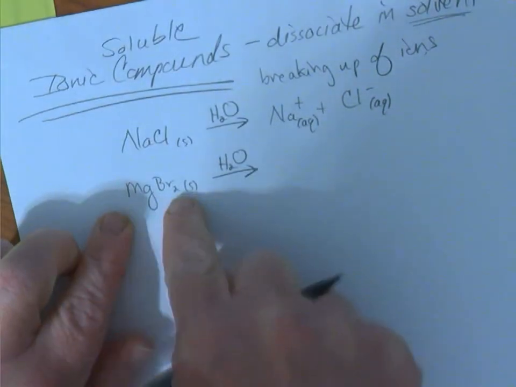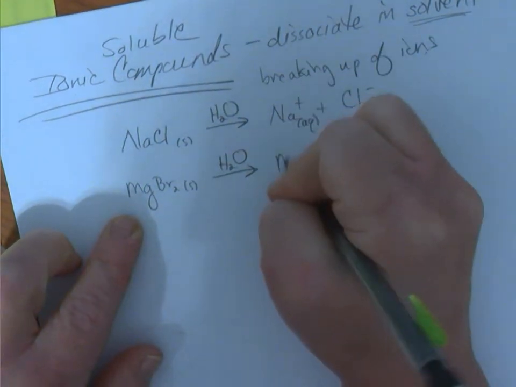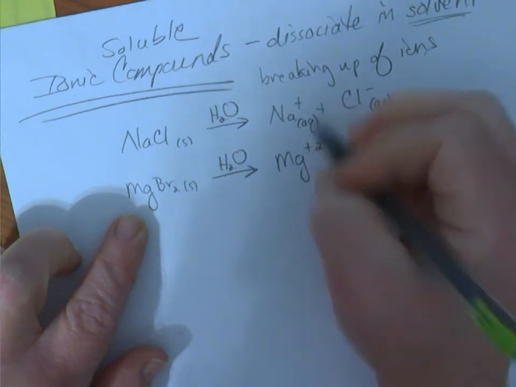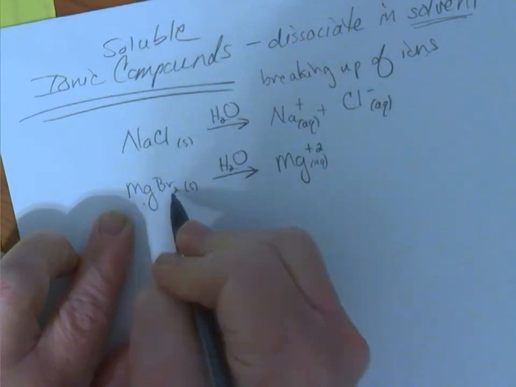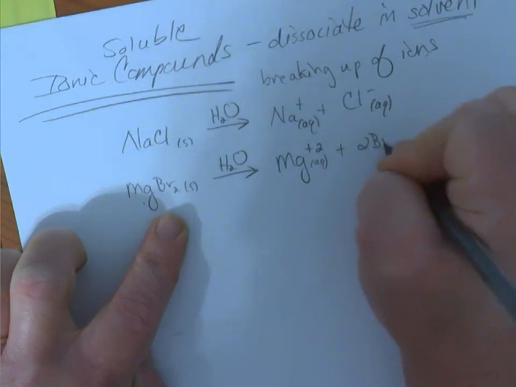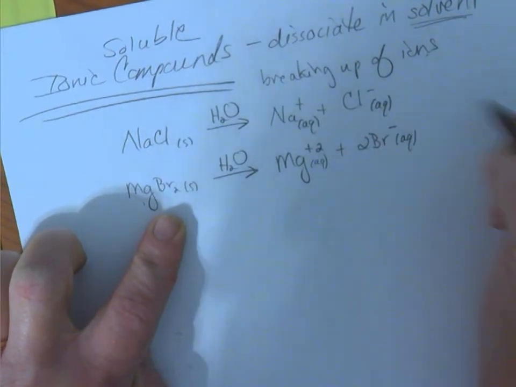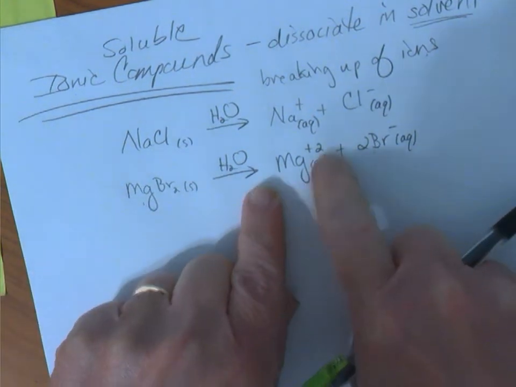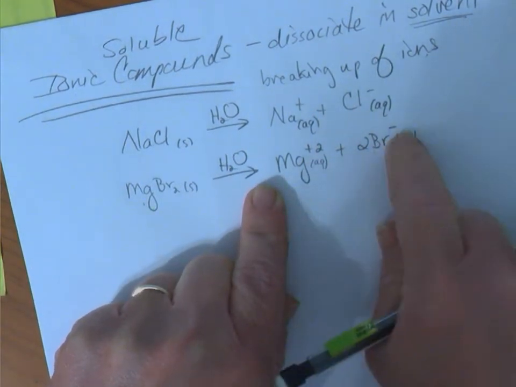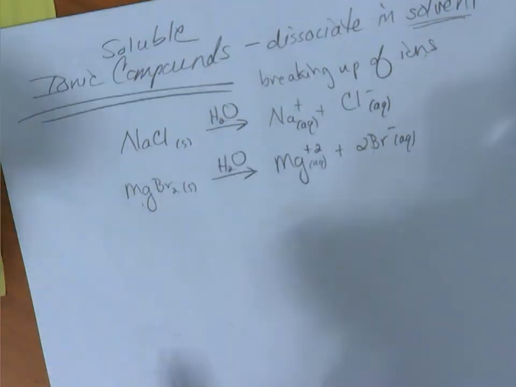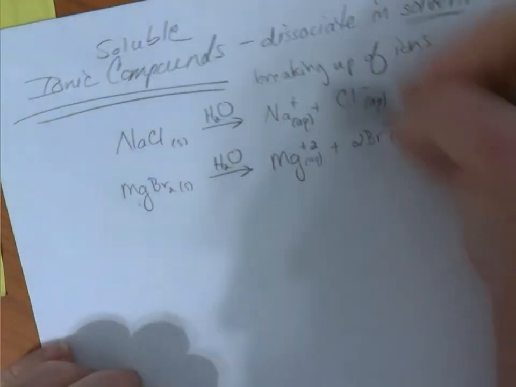What about magnesium bromide? Soluble ionic, that gives us magnesium, an alkaline earth metal, so it's a positive 2 ion. And in the ratio, I need 2 bromides, and bromine being a halogen, it of course will be a negative 1 charge. Now, 1 positive 2 and 2 negative 1s gives me my neutral compound. All right, this is dissociation.